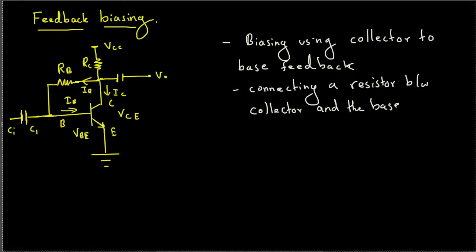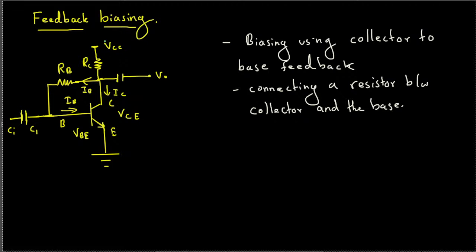Okay, in this video we're just going to analyze this circuit and derive the expression for the IB current and also the output voltage VCE and or the output current IC. Okay, now let's go ahead and see that. So first let's see each term.